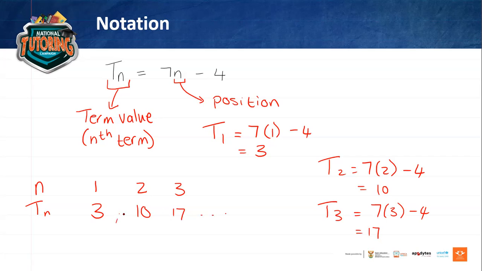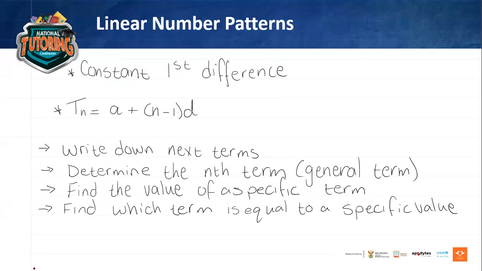So normally all we see is this Tn part. We'd see 3, 10, 17, and then we could be asked a whole bunch of different questions. But it is really important you know the difference between Tn and n. Tn tells you what the actual number is, and n is telling you the position. Is it the first term, the second term, etc. You have linear number patterns and quadratic number patterns in grade 11.